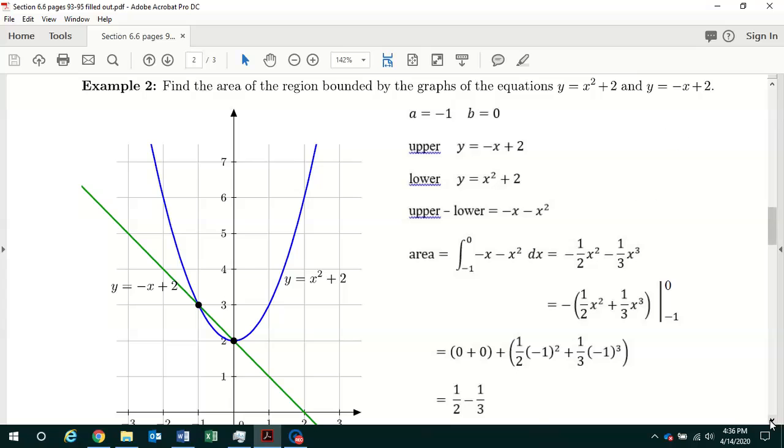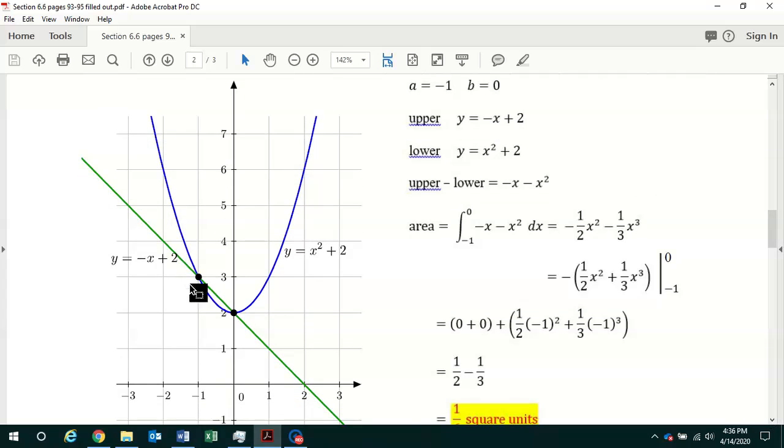So here in the graph on the left, this blue parabola is the equation y equals x squared plus 2, and this green line is the equation y equals minus x plus 2. You can see there's a sliver of area sandwiched between those two curves. What is the size of that area? Well, first you will notice that the two curves intersect at x equals minus 1 and at x equals 0. So a is equal to minus 1 in this problem and b is equal to 0.